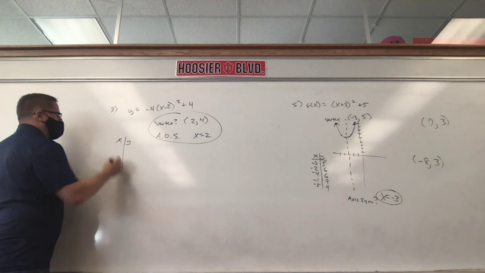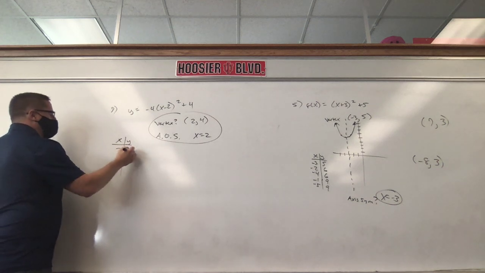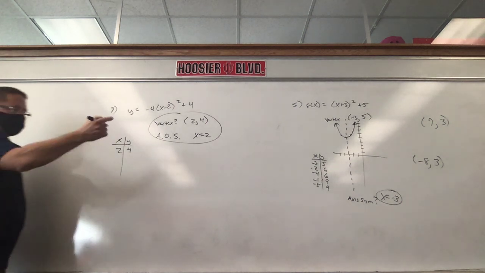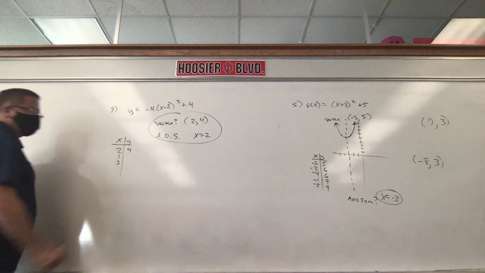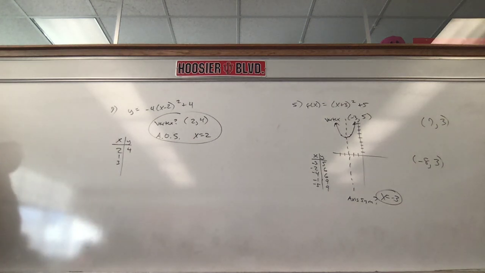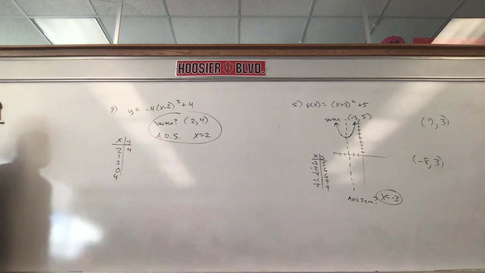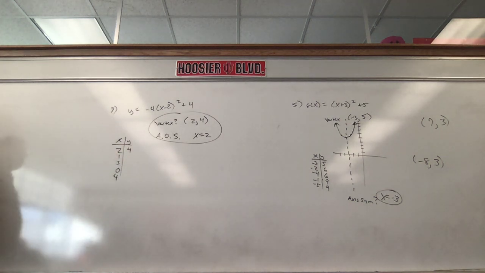x, y. We're going to plug in 2. 4 is the y value for 2. And again, y 1 and 3. 1 right, 1 left. What else? 4, and what? Not negative 1. 0 and 4, because we're starting at 2. 2 right and 2 left.